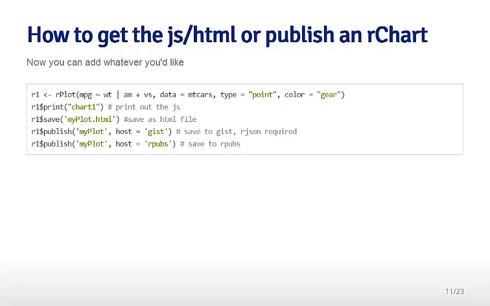So how do you get the JavaScript or HTML or publish an rChart? So here's my plotting command. Print just prints out the relevant JavaScript notation. Save saves it as an HTML file. Publish, you can publish it to gist, which is just a quick GitHub snippet of code. You have to have the package rjson installed to do that.